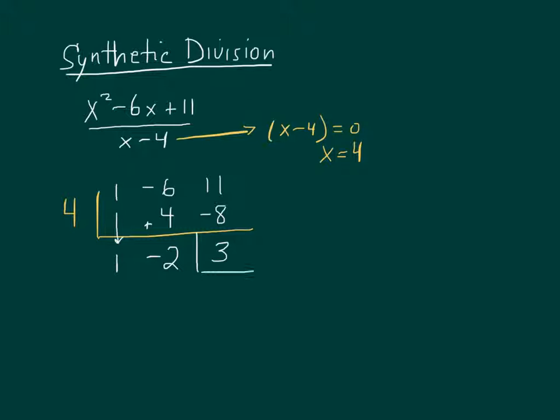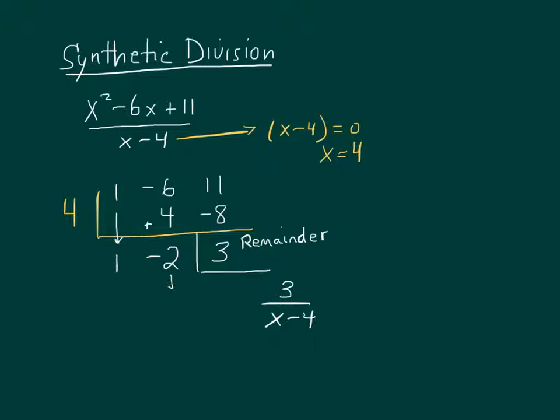This last number is the remainder. If this were 0, then x minus 4 would be a factor of x squared minus 6x plus 11, and 4 would be a root. In this case, we do have a remainder. So this remainder of 3 is written as 3 over x minus 4.